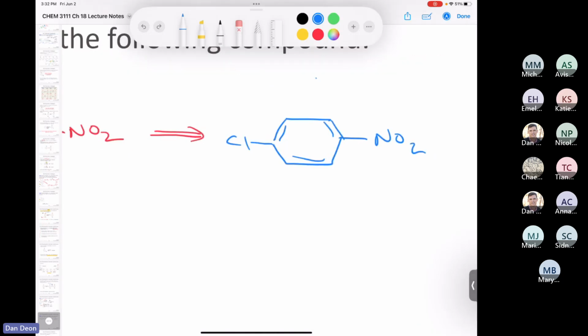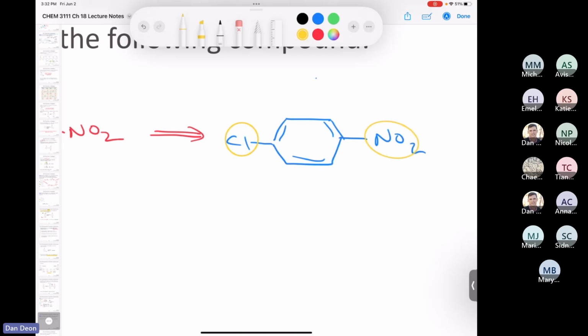If you want to make this molecule in blue, would you put in the nitro group first or the chlorine first? And it's not a trick question. Anybody have an answer on this one? Would I want to put in the chlorine first or the nitro group first? I'd put in the chlorine first.